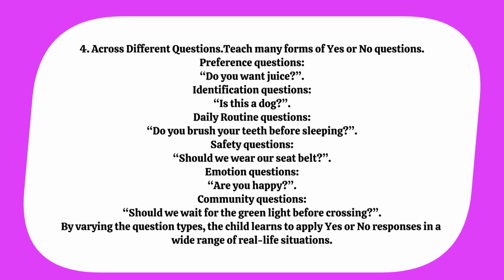4. Across different questions. Teach many forms of yes or no questions. Preference questions: Do you want juice? Identification questions: Is this a dog? Daily routine questions: Do you brush your teeth before sleeping? Safety questions: Should we wear our seatbelt? Emotion questions: Are you happy? Community questions: Should we wait for the green light before crossing? By varying the question types, the child learns to apply yes or no responses in a wide range of real-life situations.